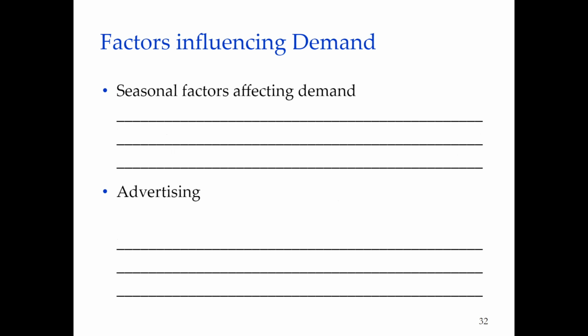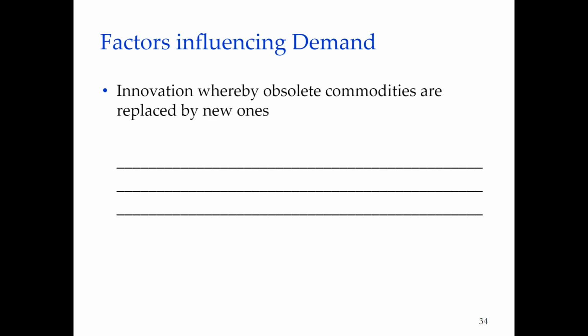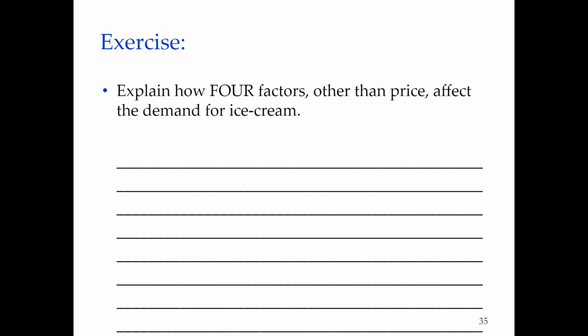And then we have seasonal factors affecting demand. I'm not going to tell you what that is; you're smart learners. You could come up with some ideas and put them in the comment section. Tell me what you think seasonal factors affecting demand are. Then there are advertisements, as well as changes in the distribution of income and government influences. Innovation, whereby obsolete commodities are replaced by new ones, as well. And then you could explain four factors other than price affecting demand for ice cream.